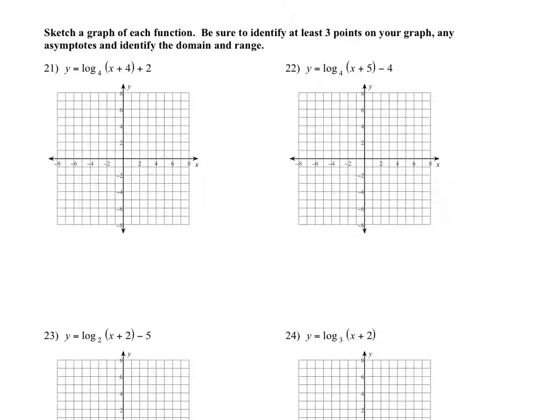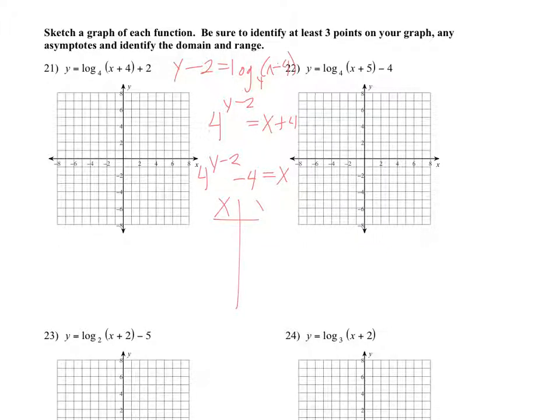Next up, we've got some log graphs. To do this, the first thing we did was convert these things to exponential. So we did y minus 2 is equal to log base 4 of x plus 4. We converted this to an exponential graph. So that was 4 to the y minus 2 is equal to x plus 4. And then I got the x by itself. 4 to the y minus 2, minus 4, is equal to x.